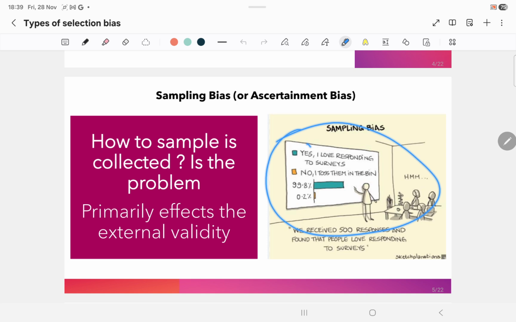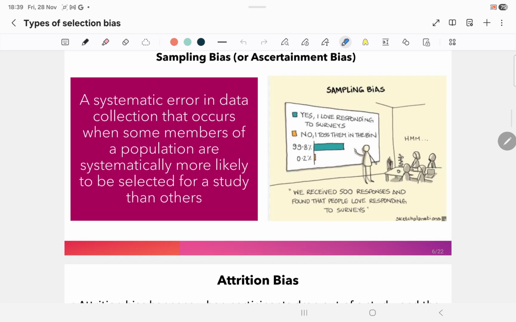So this is a cartoon here. If you see, 99% of people say that they love responding to surveys, but only 0.2% of the people say that they toss them in the bin. Why? Because all the people who love tossing the surveys in the bin will not respond themselves. So is this representative of the population? Is this the correct data? No, because our way of sampling the population is not correct. So this is an example of sampling bias. We received 500 responses and found that people love responding to surveys. Is this a correct interpretation? No. So this is sampling bias.